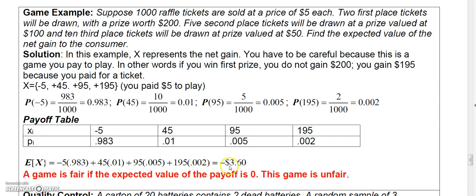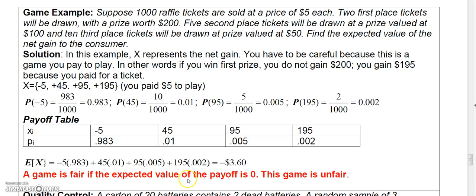Now, it makes sense that this is negative because if somebody's going to raffle off something, then they want to make money, so the consumer should lose money. So the average consumer is going to lose $3.60 per ticket. Of course, some people are going to gain, but if you consider it as an average, the average person loses $3.60.